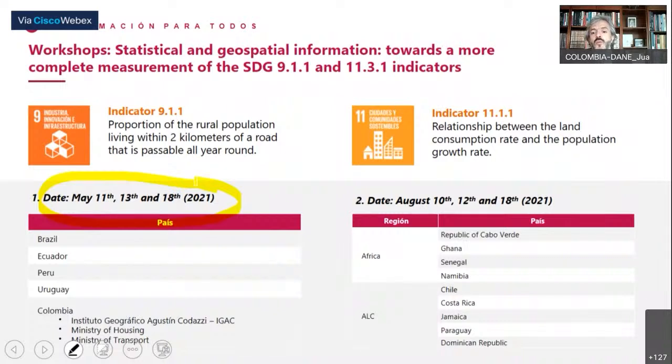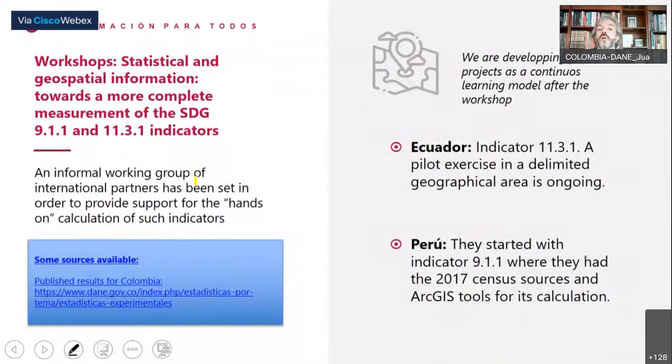And regarding indicator 11.3.1, which is the relationship between the land consumption rate and the population growth rate, we performed the workshop with the participation of several African countries such as the Republic of Cabo Verde, Ghana, Senegal, Namibia, and from Latin American and Caribbean countries, we had the participation of Chile, Costa Rica, Jamaica, Paraguay, and Dominican Republic, under which in the month of August, we had the opportunity to learn about the new methodologies that we are appraising in order to obtain these indicators, and at the same time, to go in a hands-on way and develop some specific pilot projects, which are, let's say, a continuous learning model that we are trying to implement in this capacity building model.